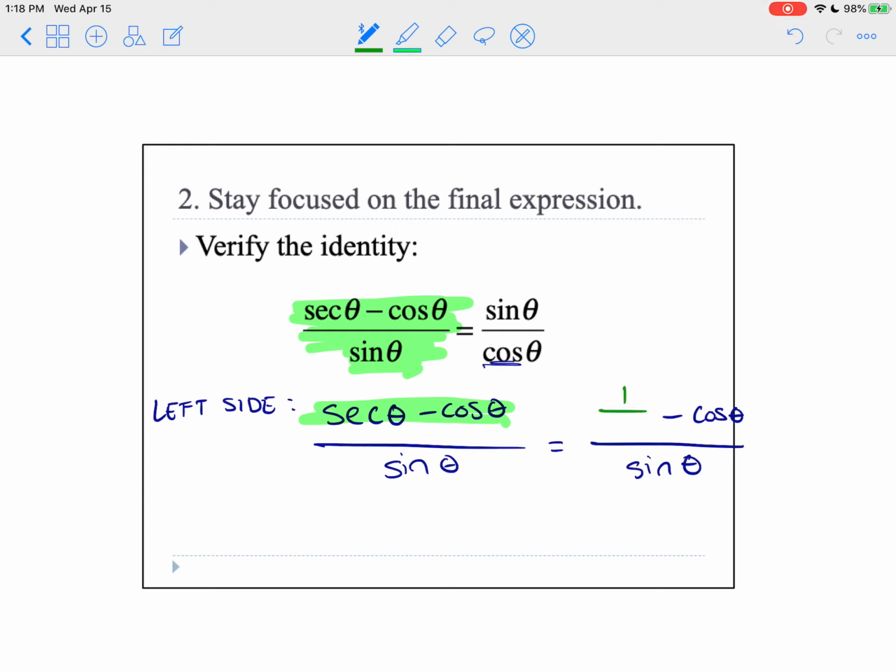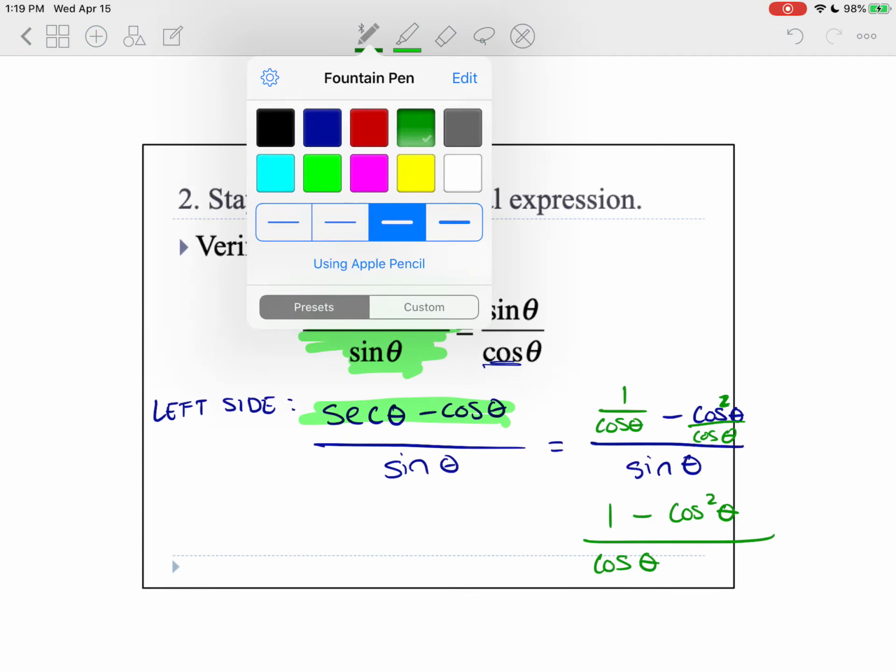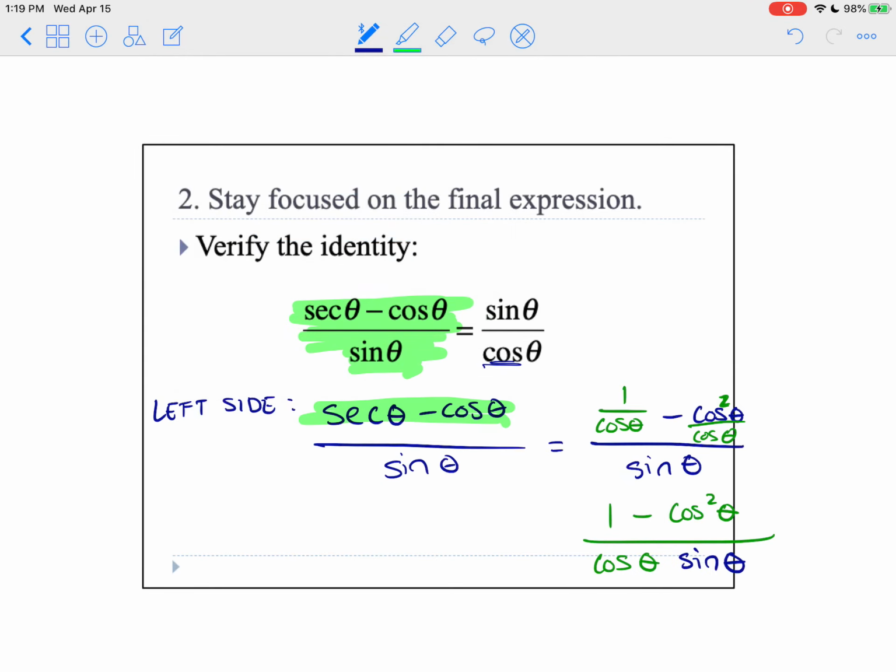And I'm going to change secant into 1 over cosine theta. Okay? So secant is 1 over cosine. That is a true statement. That is one of our identities. And so now I can come up with a common denominator for the numerator. The denominator would be cosine theta, but if I put a cosine in the denominator here, that means I need another cosine in the numerator. And so I have 1 minus cosine squared theta over cosine theta, and then the sine theta that was down there is still down there. So this common denominator up here got moved down to the denominator, okay?